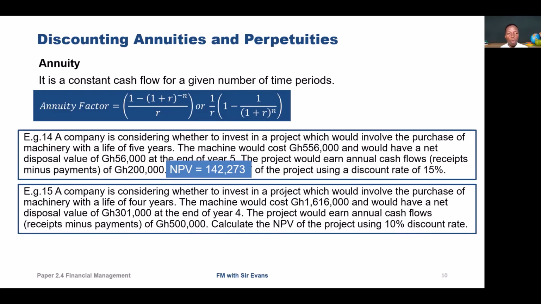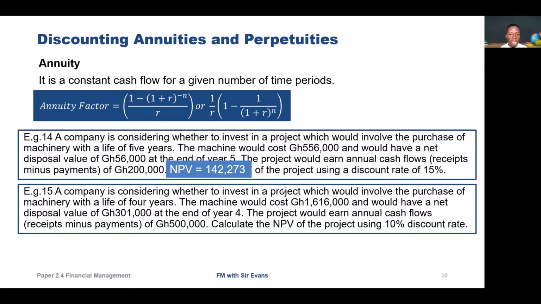A company is considering whether to invest in a project which would involve the purchase of a machine with a life of 4 years. The machine will cost 1,616,000. That's the initial outflow, which is year 0, and net disposal of 301,000 at the end of year 4, which we'll discount using the 4th year discounting factor at a rate of 10%, and there is an annual cash flow of 500,000.